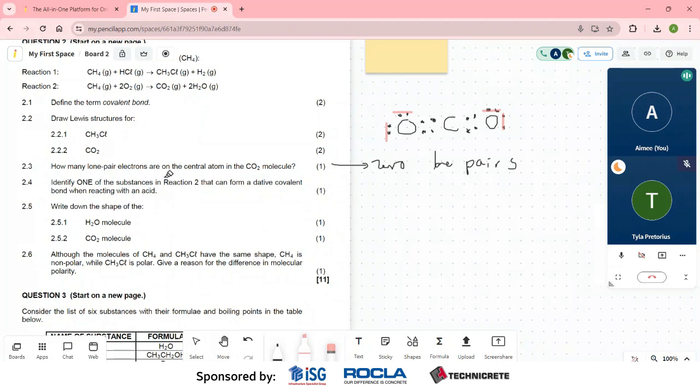2.4, identify one of the substances in reaction 2 that can form a dative covalent bond when reacting with an acid. Okay, important, a dative covalent bond is a covalent bond between 2 non-metallic atoms where one of the atoms is sharing electrons with another atom, but none of the electrons are theirs. Okay, so for example, I'm going to give you an example of a dative covalent bond. Let's say we have NH3.